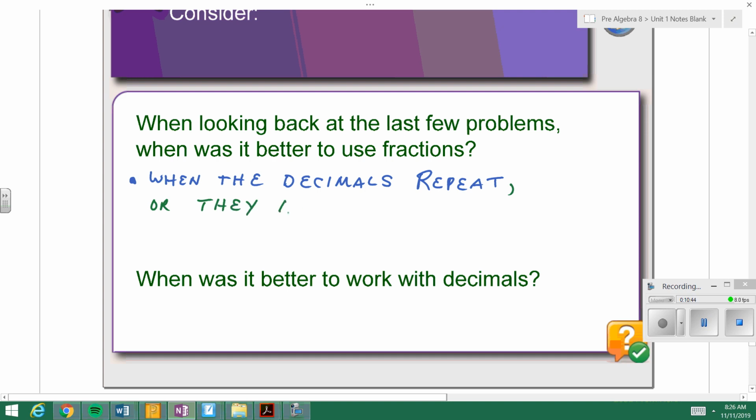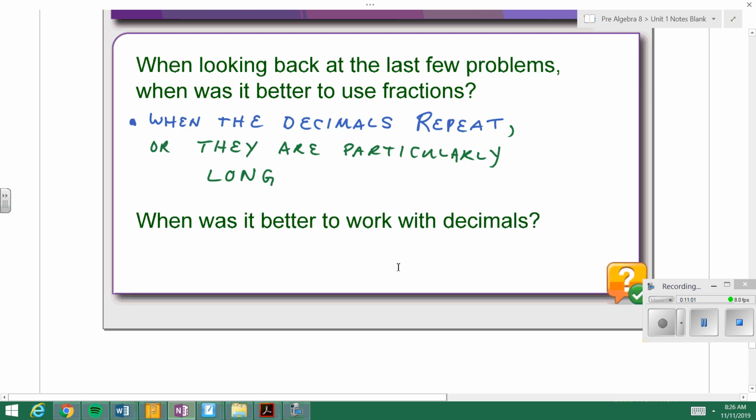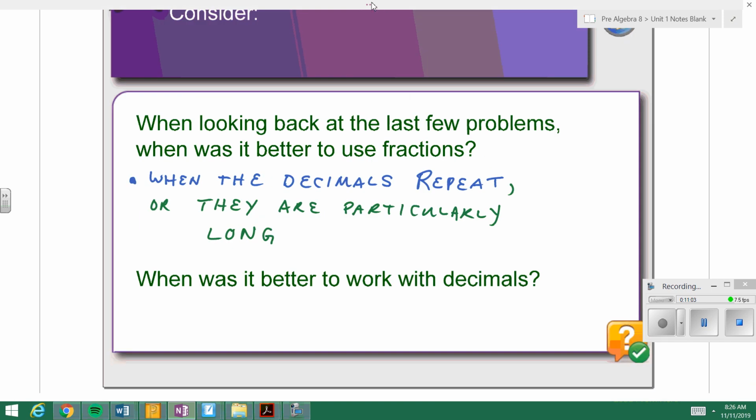and you might say, or they are particularly long, meaning you can still have a terminating decimal, but one that goes, let's say, to the 10,000ths or 100,000ths place. And I don't really feel like working with that. If I have a comparable fraction, the fraction might be easier.